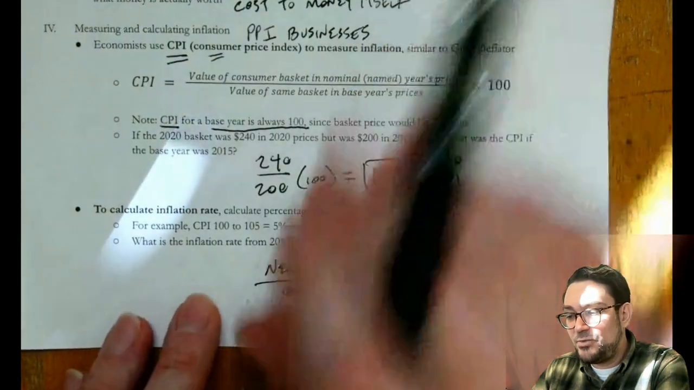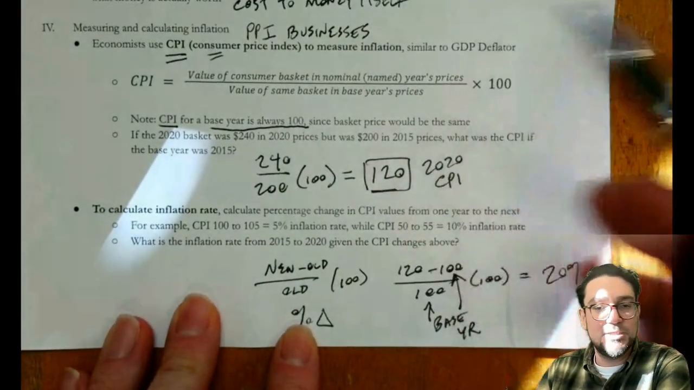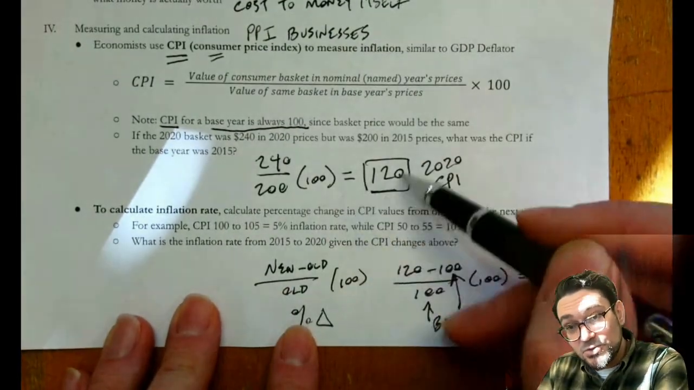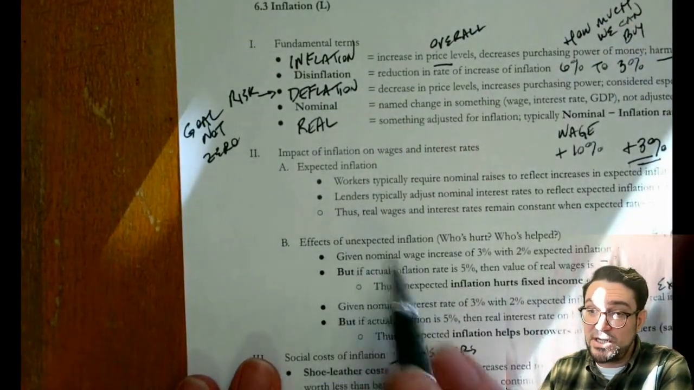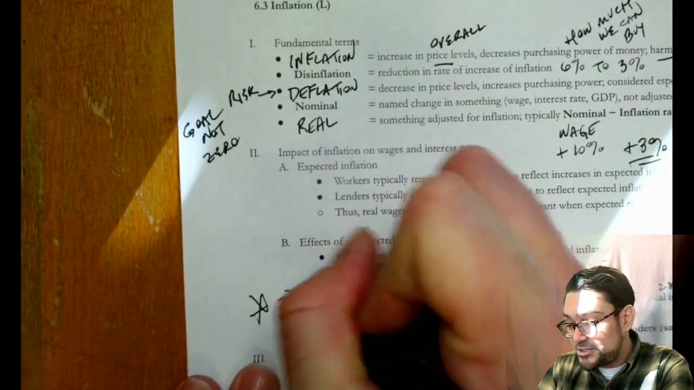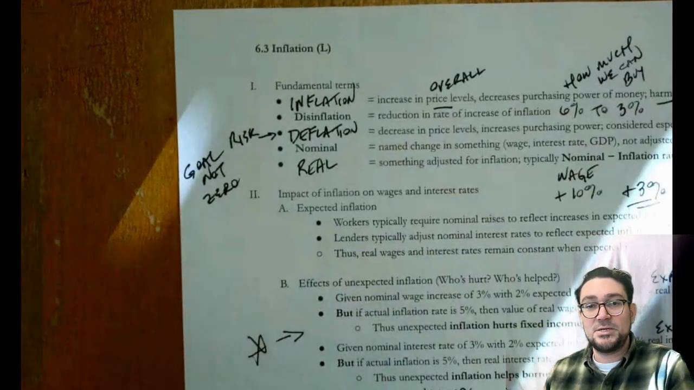Hopefully this helped you with how we measure inflation, how we calculate percent changes in the CPI and how we construct the CPI, the different costs of inflation, and the effects of especially unexpected inflation. We're going to want to make sure we know this stuff and just our fundamental terms.